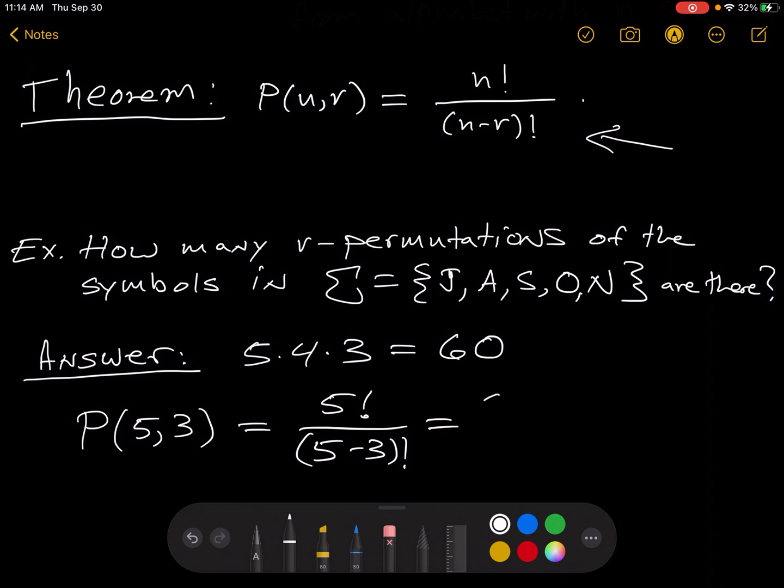Okay, this is 5 times 4 times 3 times 2 times 1. Let's see, 5 minus 3 is 2, so this is 2 factorial. 2 factorial we know is 2 times 1. Now look at what cancels. The 2's cancel, the 1 cancels, we're left with 5 times 4 times 3. What we already knew to be true, and that's equal to 60.